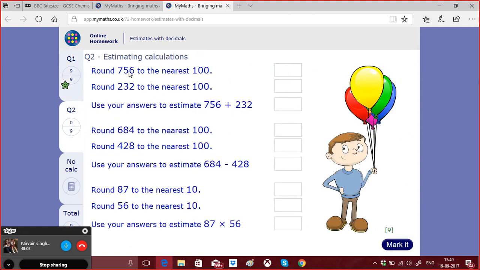Oh yes. Round 756 to nearest 100. It's going to be 800. Yes, 800. Round 232 to nearest 100. Use your answer to estimate this plus this. Yes, so first one 756, you are getting 800 and 200. So what will be your answer?